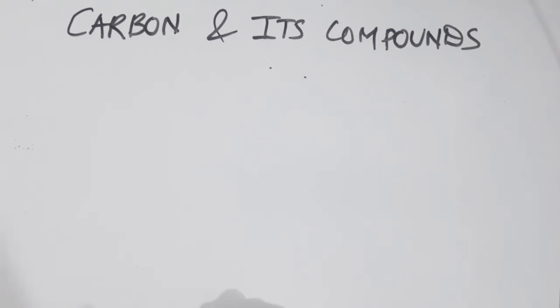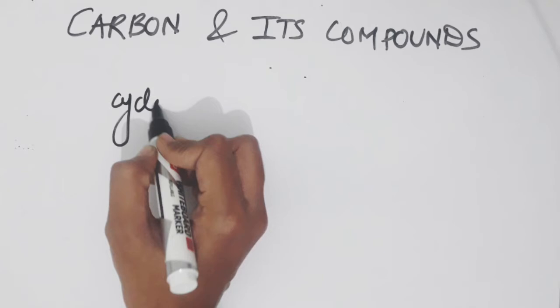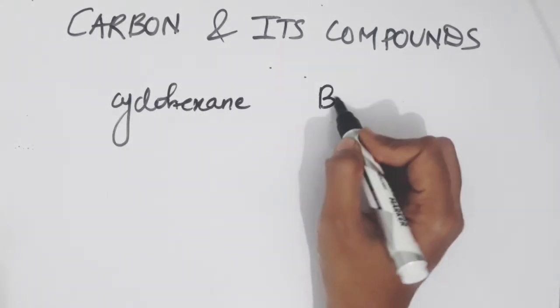Then we discussed how carbons are linked together via straight chain, branch chain and cyclic compounds. And in the cyclic also we have studied two types of compound. One is single bond compound, the other having alternate single and double bonds. Now there arises one more question. What is the difference between cyclohexane and benzene?